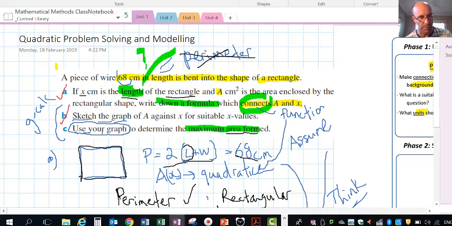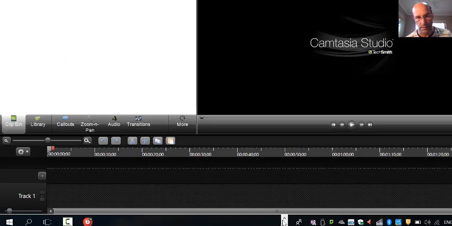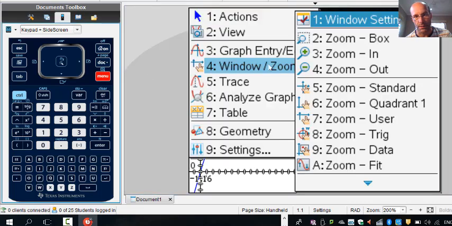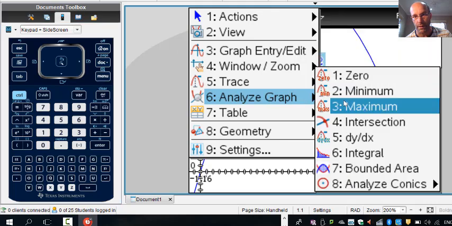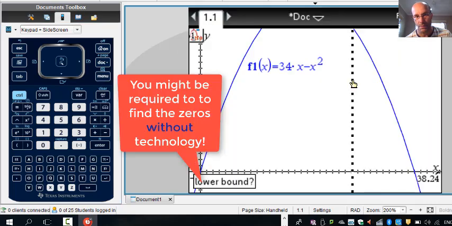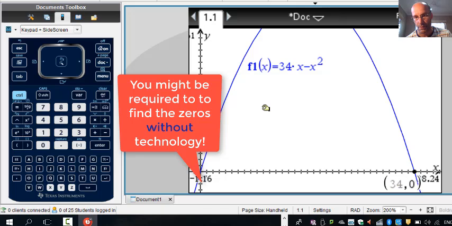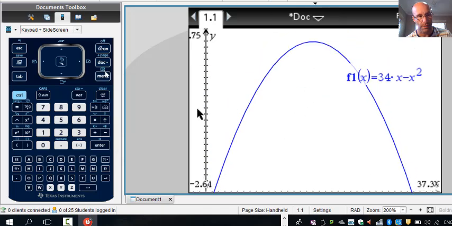Indeed, problem solving is messy. Done part A. We would just do a pencil and paper copy of the sketch, and I guess it's important to note, it'd be handy to know where the zeros are, so if it's a technology question, you can go to analyze graph and find the zeros. Well, we know what that one is. That one's 0, 0. What about this one? 34, 0. Oh, okay, that makes sense.